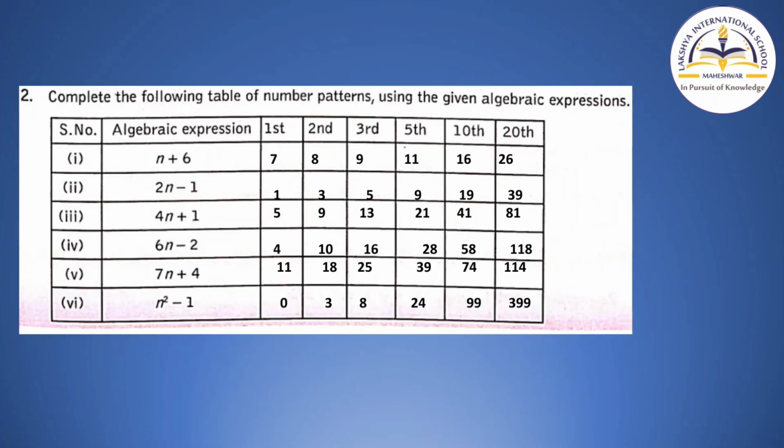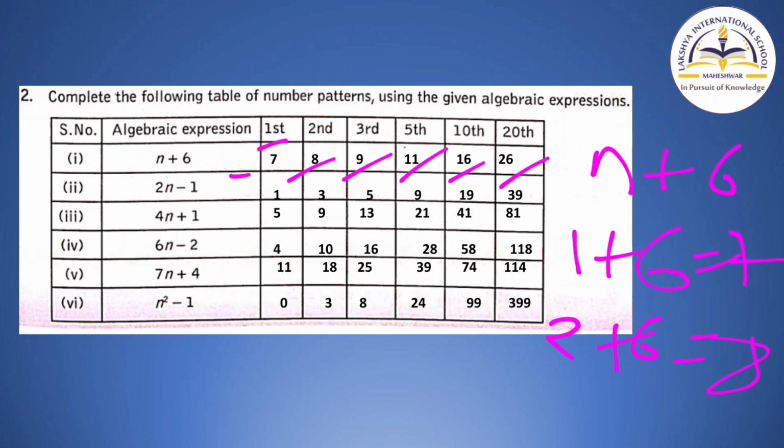Now in question number 2, complete the following table of number pattern using the given algebraic expression. Now the algebraic expression is given here, that is n plus 6. Now what you have to do, here it is given first. So for here you have to put 1 in place of n. So 1 plus 6, 7 here. Now 2 plus 6, 8. Now 3 plus 6, 9. 5 plus 6, 11. 10 plus 6, 16. 20 plus 6, 26. So like this you have to fill the table.